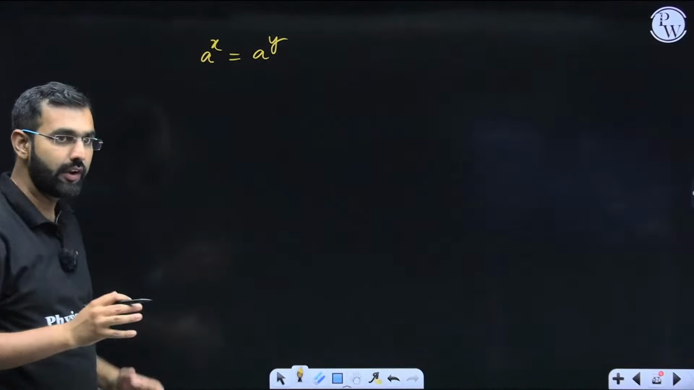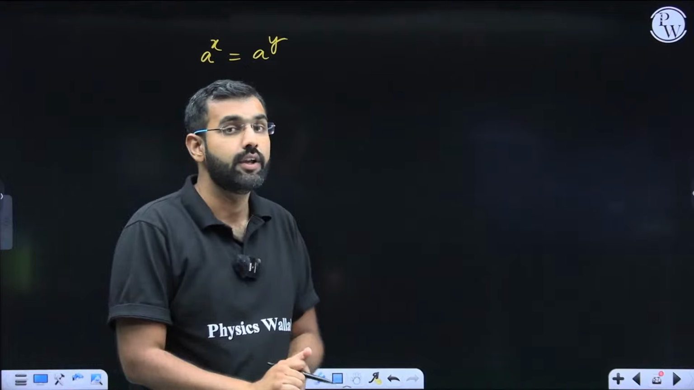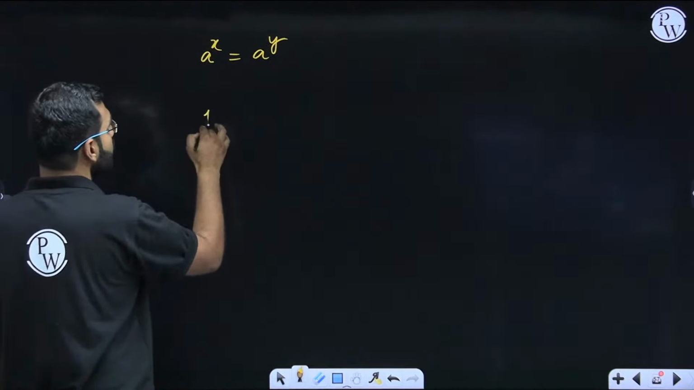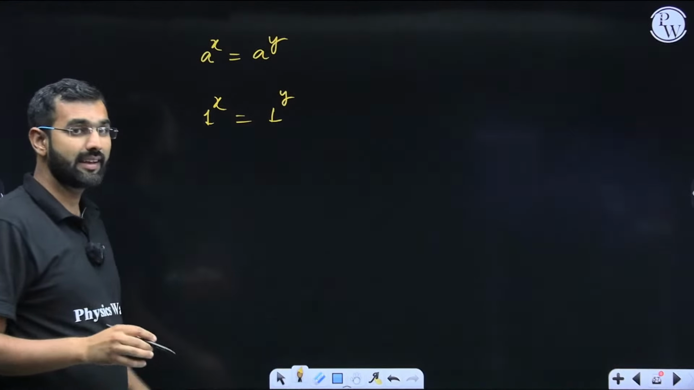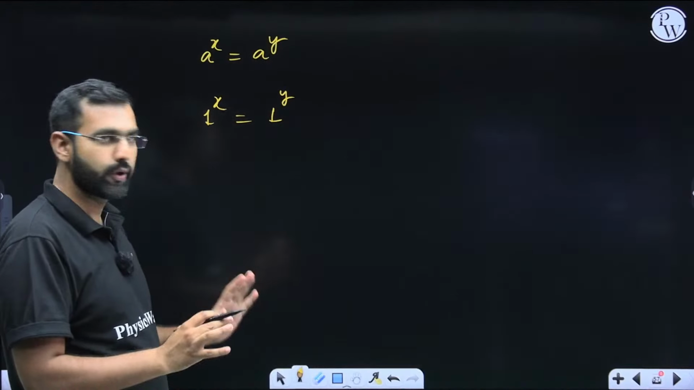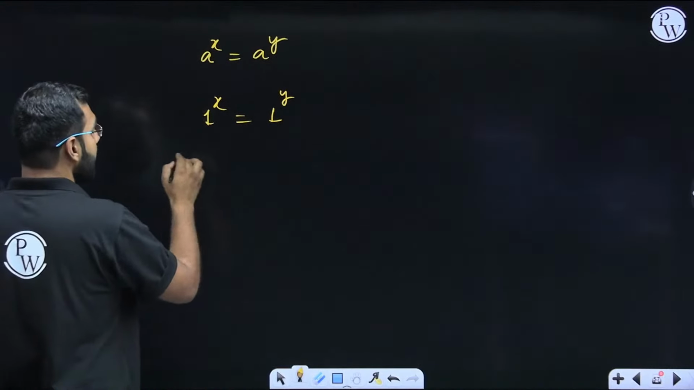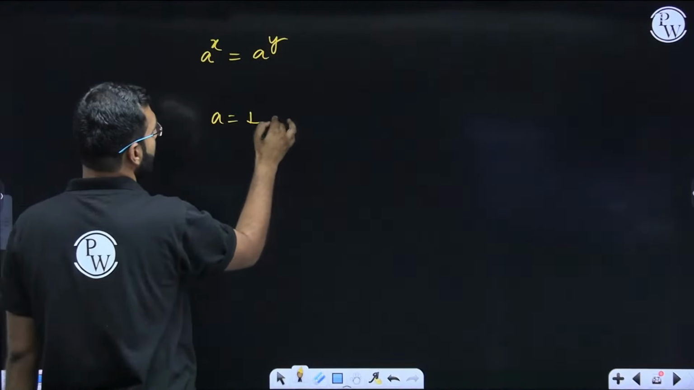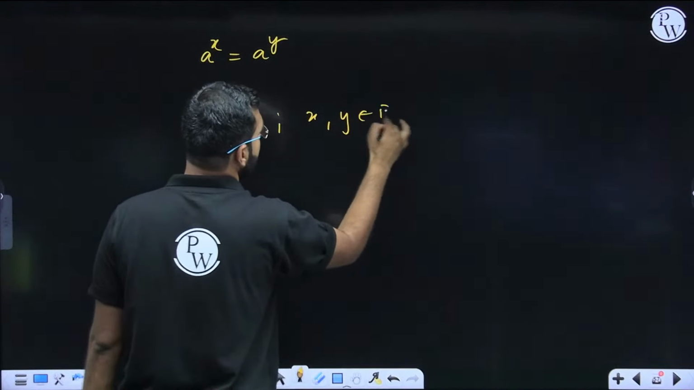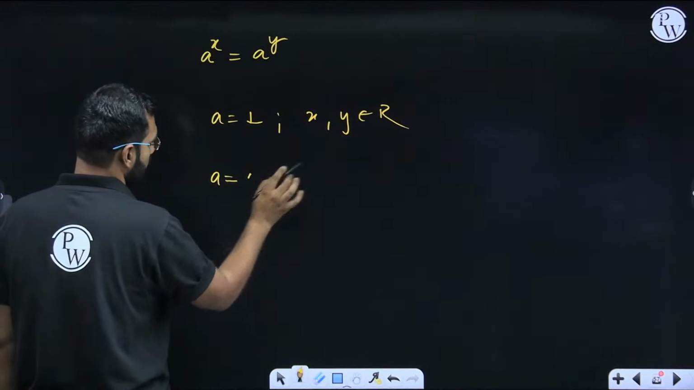If a is 1, we don't know a. A is an arbitrary constant. So if you raise 1 to any power, can you conclude x and y should necessarily be equal? If the base becomes 1, then x and y could be any number. So in that case, if a is 1, then x and y could be any real number. That is the first conclusion, when a is equal to 1.